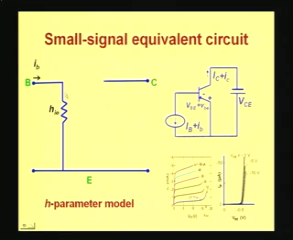Between the base and emitter you put a resistance, so IB is the base current which flows through this resistance, giving rise to a small signal base to emitter voltage, that is this voltage.